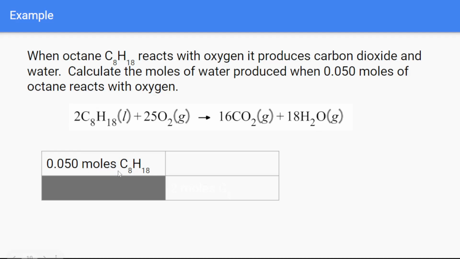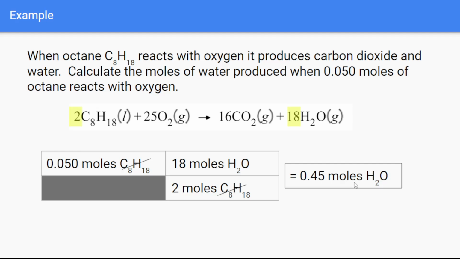Since moles A is what's given, that's octane, we have 2 octane for every 18 water. So 0.050 times 18 divided by 2. Cancel your units. Will give you 0.45 moles of H2O.